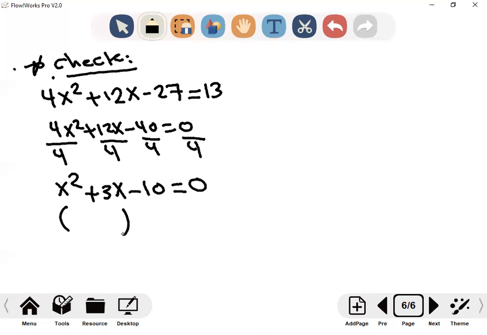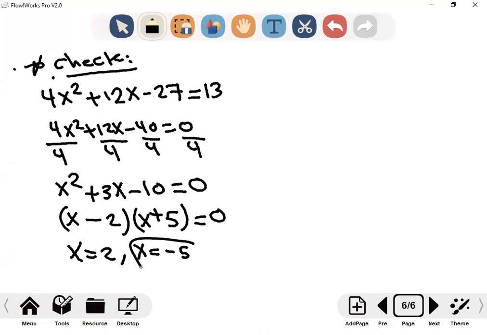Now you can use the parentheses way. Two numbers, if you multiply them, 10, add or subtract 3, 2 and 5. This is the bigger and this is the smaller. X equal 2 and x equal -5. Okay? Done? This is the check after example 4.